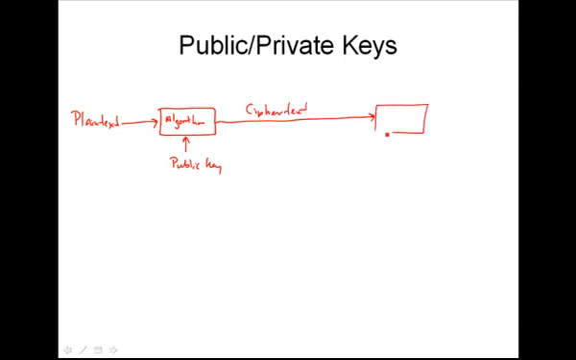And on the receiving end, we're going to run the same algorithm. In this case, what we're going to have to use here is the corresponding private key. We can't use just any private key. We have to use the private key that corresponds to this public key. And what we're going to get out here is, again, the plain text.